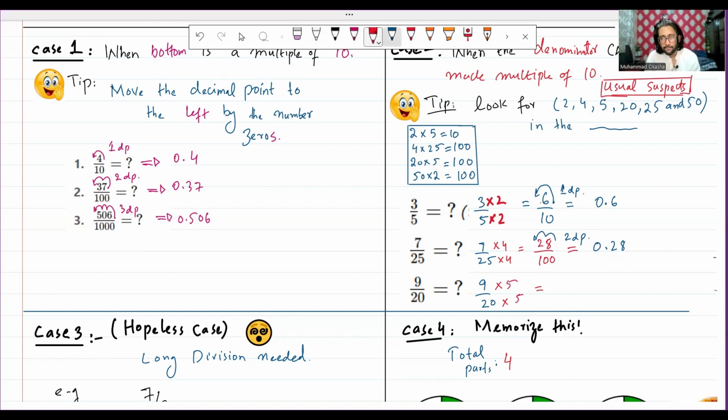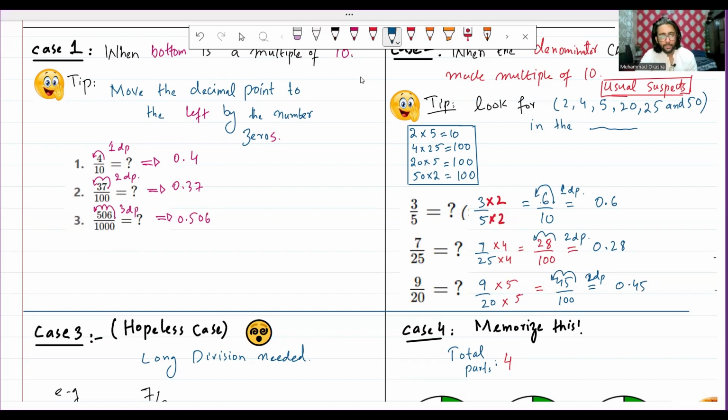I think I'm going to get 45 divided by 100. So I'm going to move my 2 decimal points to the left. So here, 0.45 is my answer.